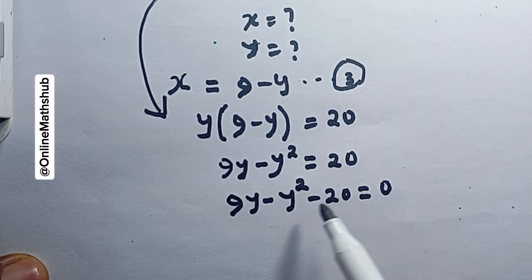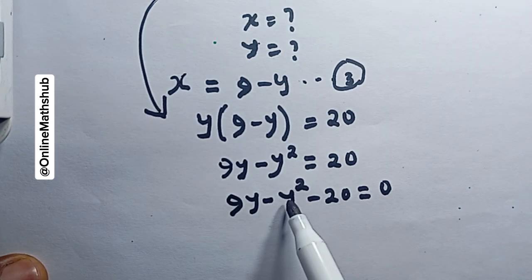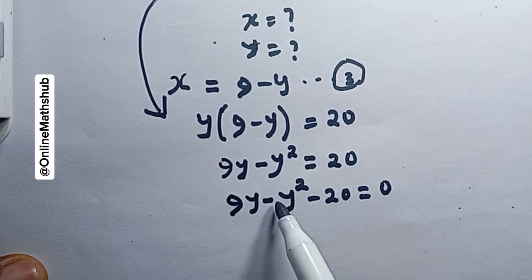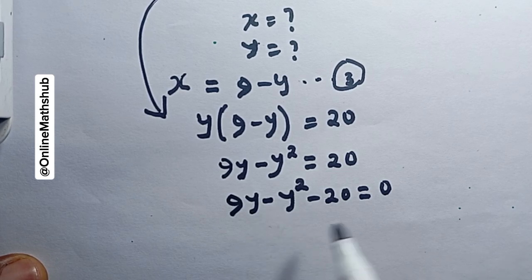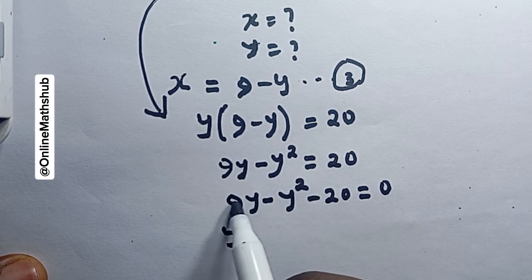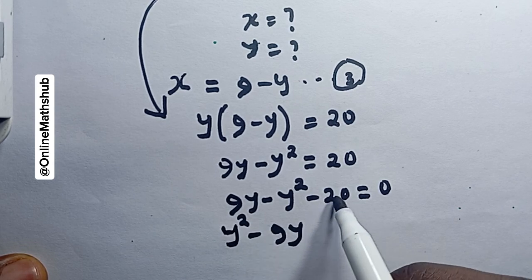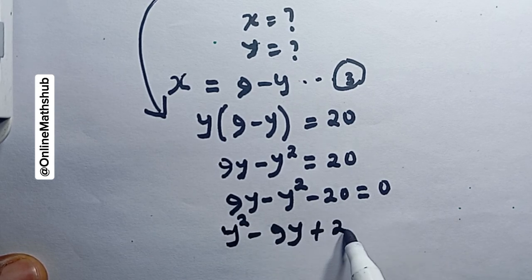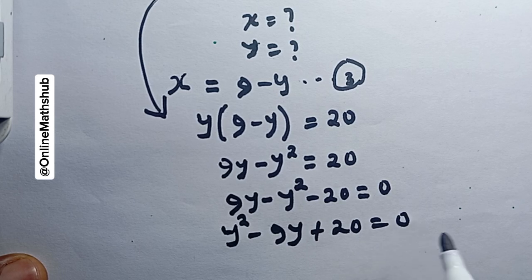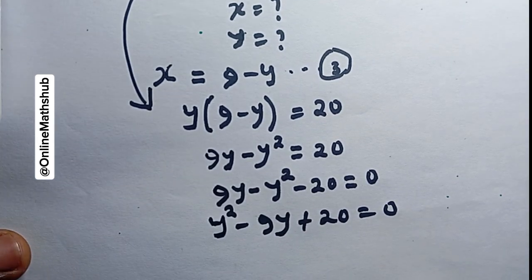Okay, so I'm going to find a way to make the coefficient of y squared to be equal to 1 and not minus 1. So I'm just going to multiply it through by minus 1. If I do that, this is actually going to change to positive y squared, and then this one will change to negative 9y, and then this one will change to positive 20. Okay, it's equal to 0. So you can see that I've got some quadratic equation. So I'm just going to be using the formula method to solve.